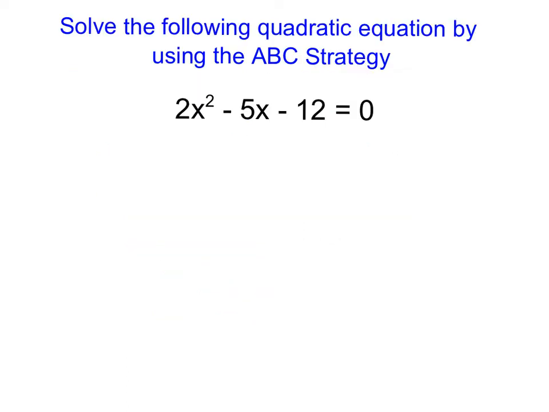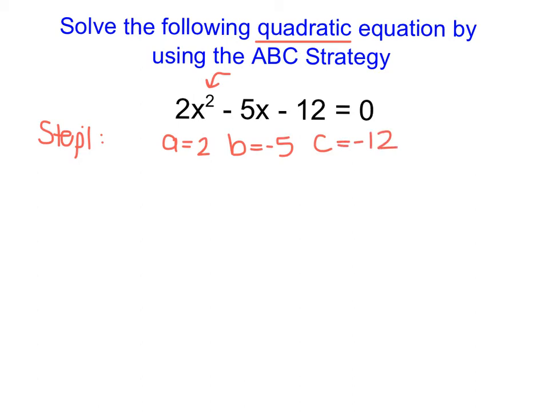So notice here that we have a trinomial. You see the three terms, and we know this is a quadratic because of the x squared that we see here. So we're going to start off the same way that we started off before. Step 1 when we use the ABC strategy is going to be to find a, b, and c. So here we can see a is 2, b is -5, and c is -12.